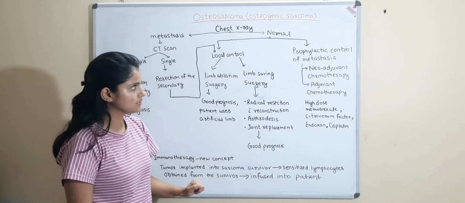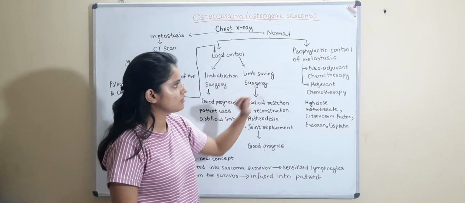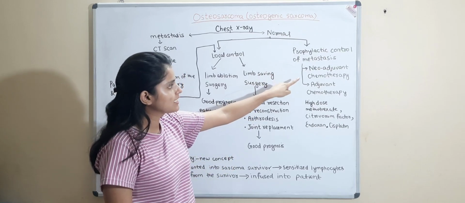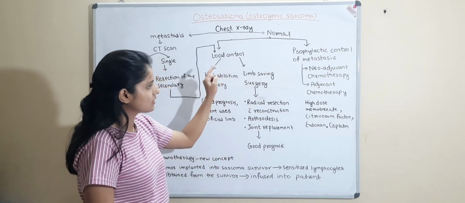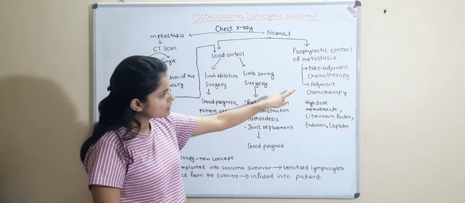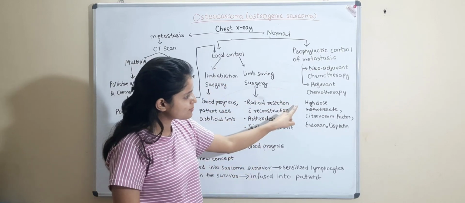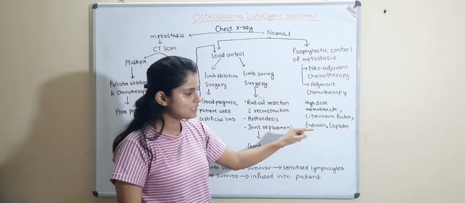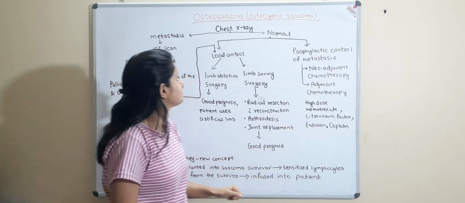It has good prognosis. And for the prophylactic control of metastasis, neoadjuvant chemotherapy is used before local control and adjuvant chemotherapy is used after local control. For the chemotherapy, we use high-dose methotrexate, citrovorum factor, ifosfamide, and cisplatin.